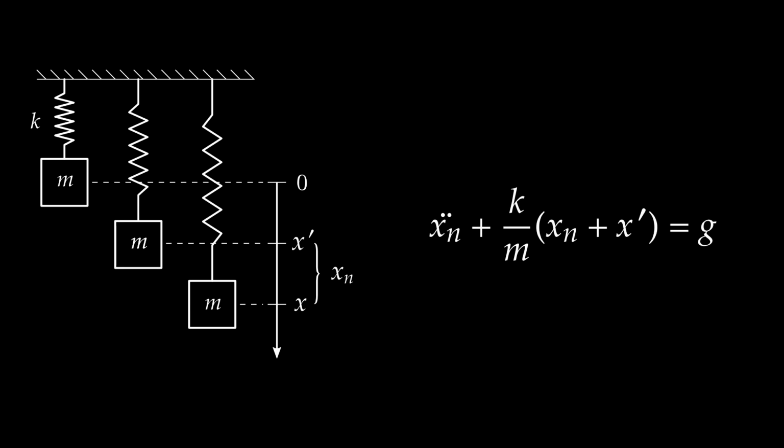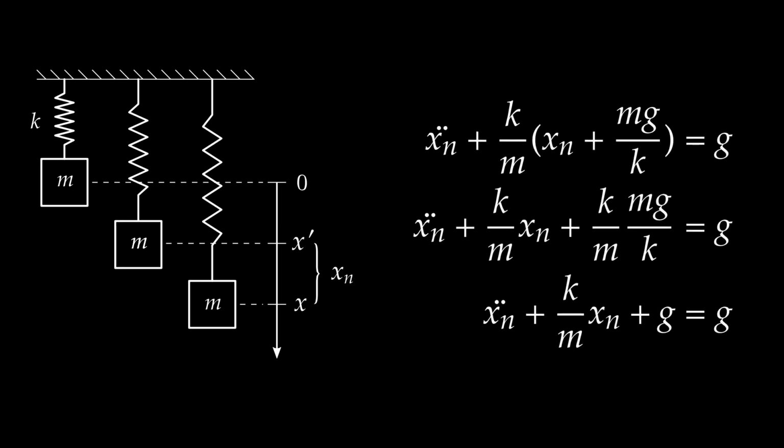Look at the beautiful thing that happens. Of course, x new double dot just has 0 added to it. That doesn't do anything. When I multiply through k over m, I get k over m times x new plus k over m times mg over k, which is g. I can now subtract g from both sides of the equation, and look what I have. X new double dot plus k over m x new is equal to 0. Now it is harmonic oscillation.